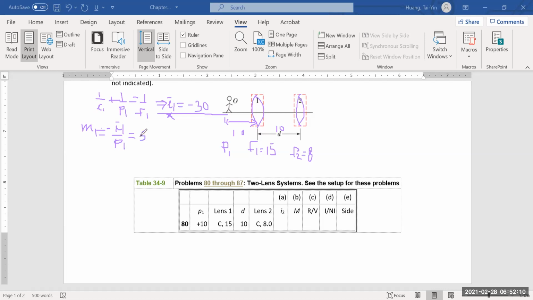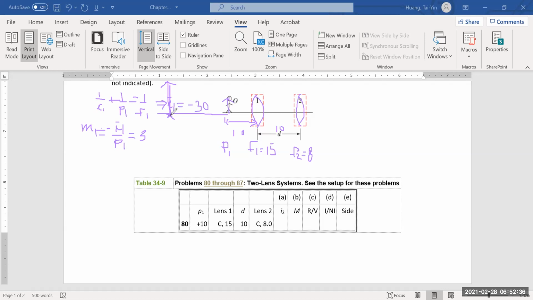If the magnification is positive, it means that the image will have the same orientation as the original. The original has an orientation like this, so you would expect that it's 3 times larger, and it is located in an upright position like this. Okay, so this is your I1. This is where the I1 is, but that's not the final image.